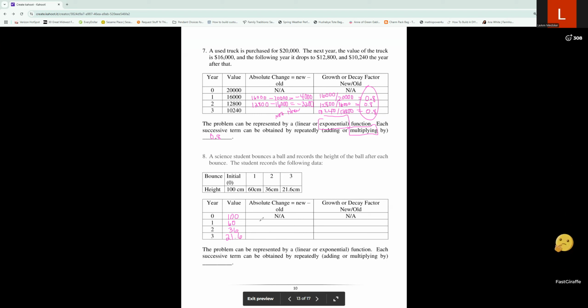Okay, so for checking for linear, you do the new value minus the old value. We get negative 40 for that. Then we do the next new value minus the previous one for that. So 36 minus 60. And we're going to already fail the linear right here. So it's not linear. It has to be the same value all the way down when we subtract. So now we're going to check for exponential. So we take the newest value divided by the old value right before it. So that's going to give us 0.6.